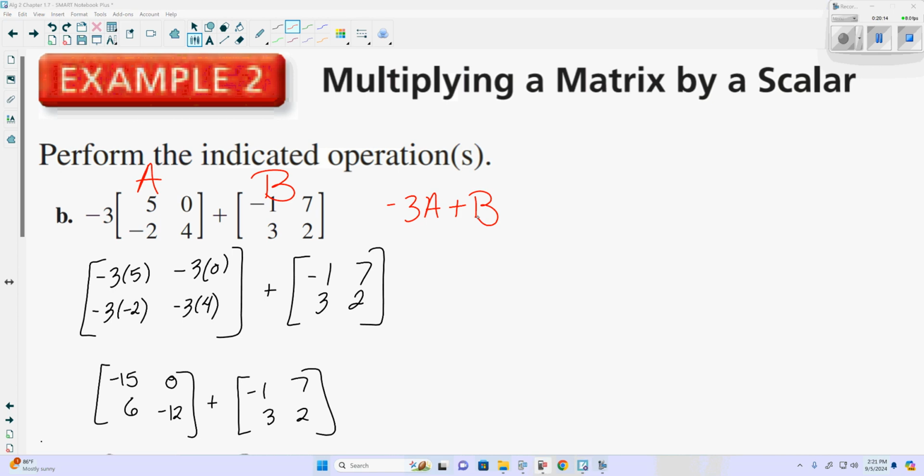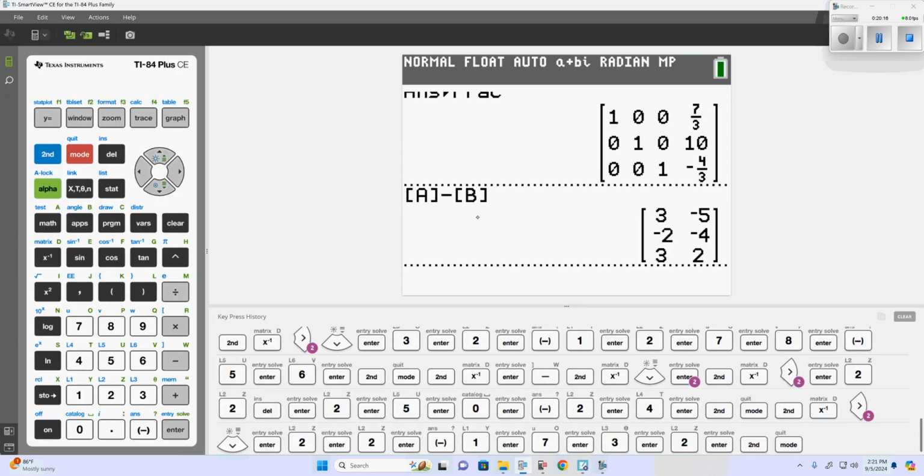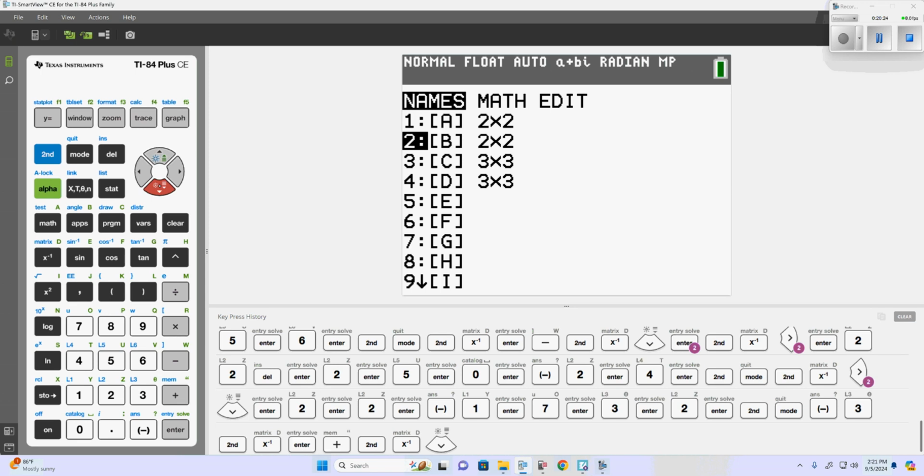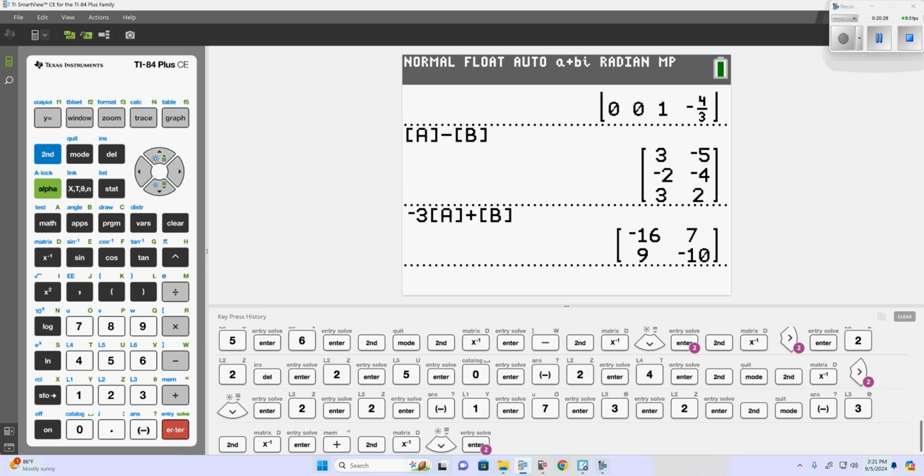So the first thing I'm going to do, wrong calculator, negative 3, second matrix A, plus second matrix B. Simple, but not gonna do it, because I would say when we get more of these scalars in addition, subtraction, then the calculator starts becoming a little faster.